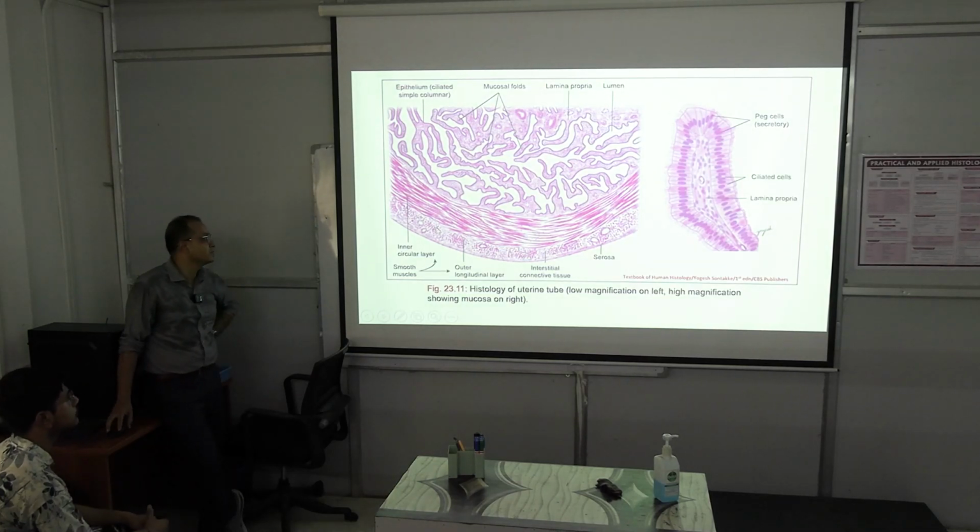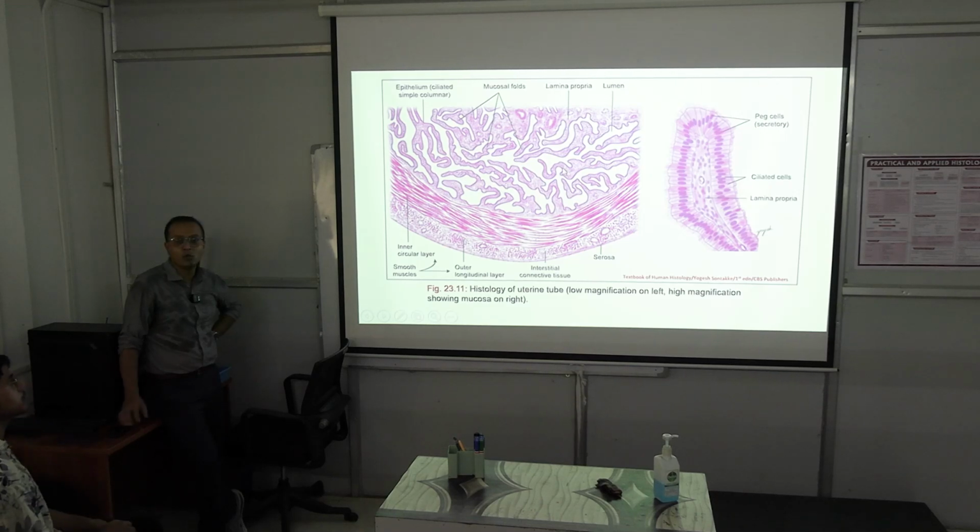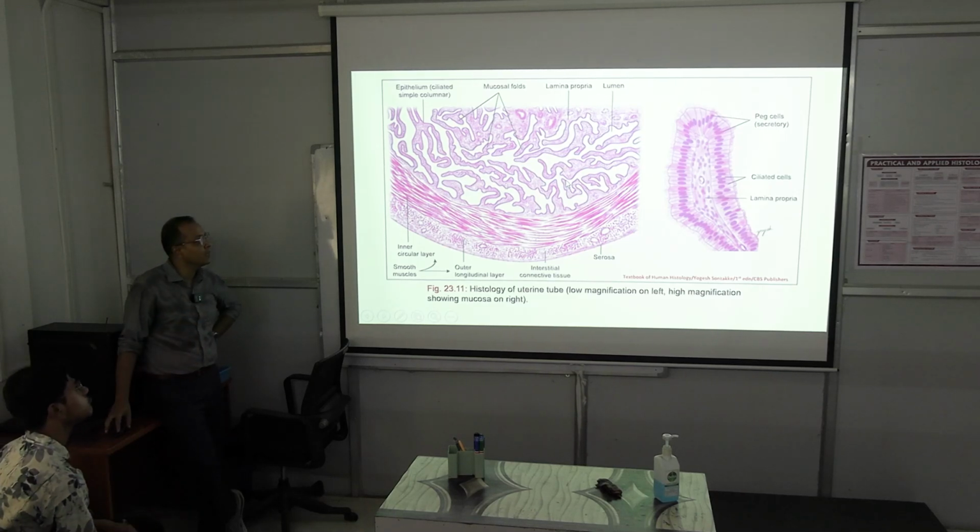As you can see, this is the outside layer, the serous layer, and this is the muscle layer, outer longitudinal and inner circular. Then we have this extensive mucosal layer, and the mucosa goes into folds. These folds look like a fern, so we call them fern pattern mucosal folds. If you zoom in on an individual fold, it looks like this.